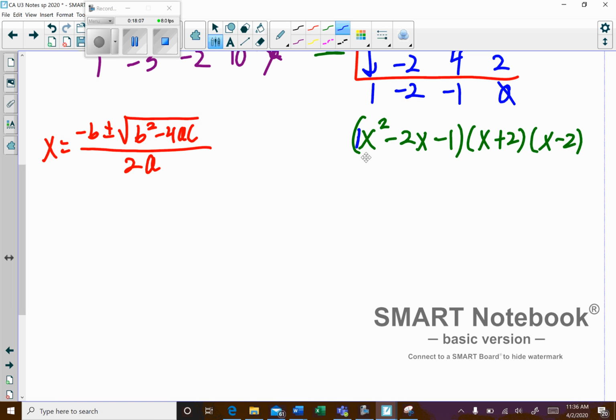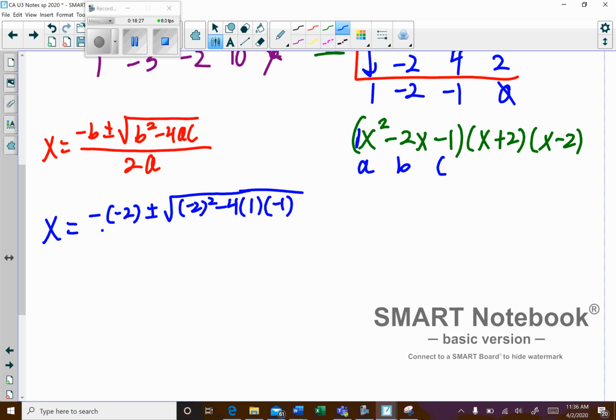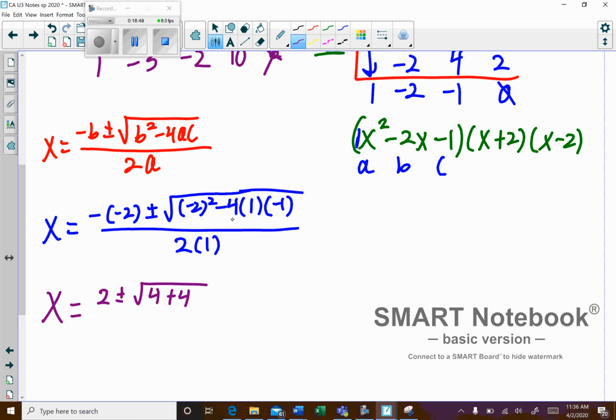Okay, so here are your A, your B, and your C. So we're going to have negative 2 plus or minus the square root of negative 2 squared minus 4 times 1 times negative 1, all over 2 times 1. And just like the other one, I think this one should work out fairly nicely. So let's see, here we go. X equals, this will become a positive 2 plus or minus the square root of 4, and then that becomes a plus 4 once you multiply all that together, all divided by 2.